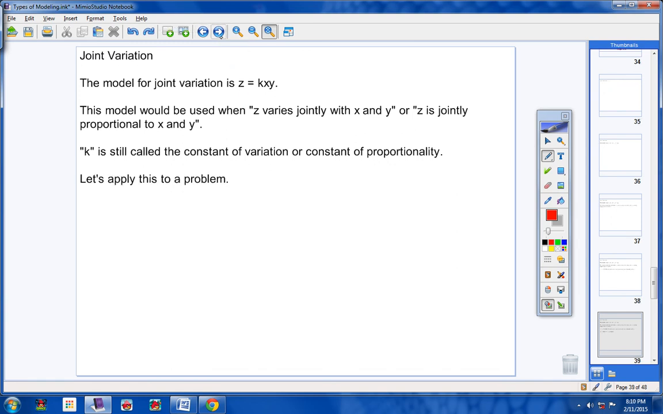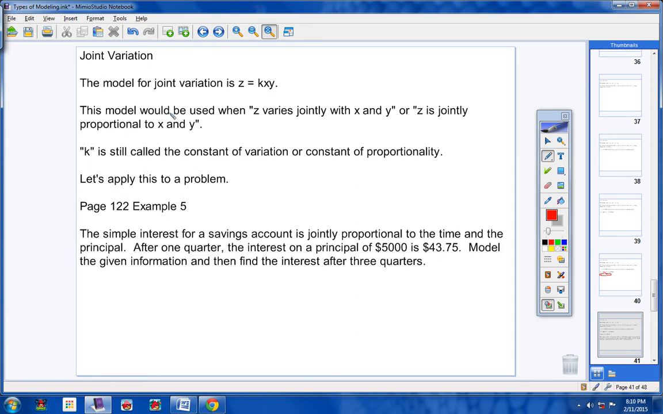Let's apply this to a problem like we've done. Please take some really good notes, and if I go too fast, just pause the video and back it up and go from there. Page 122, example number 5. Students, I would copy this in your notes right here so that you don't have to copy the problem in your notes. And the problem reads as follows.